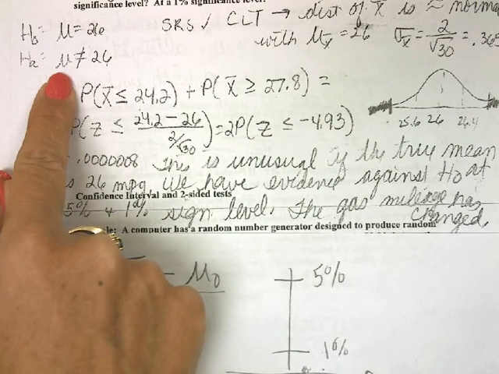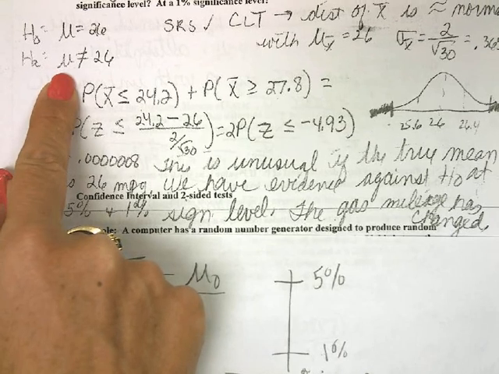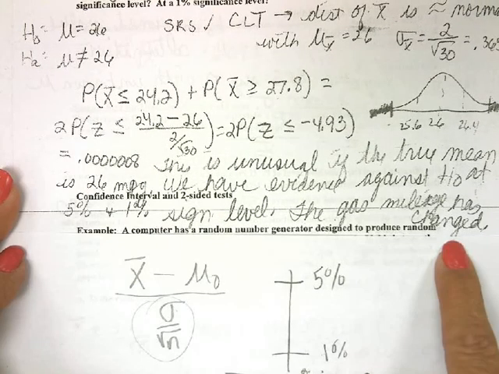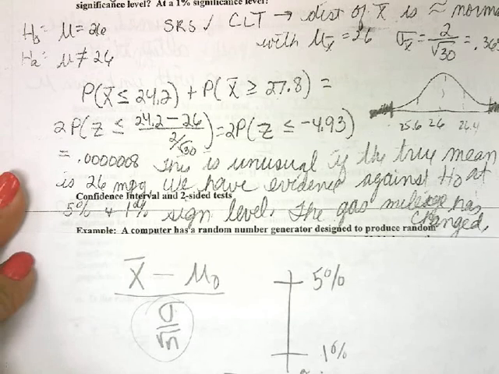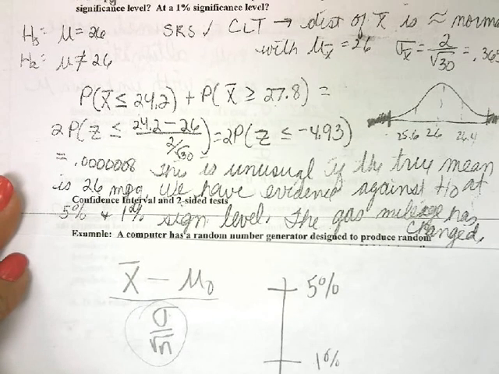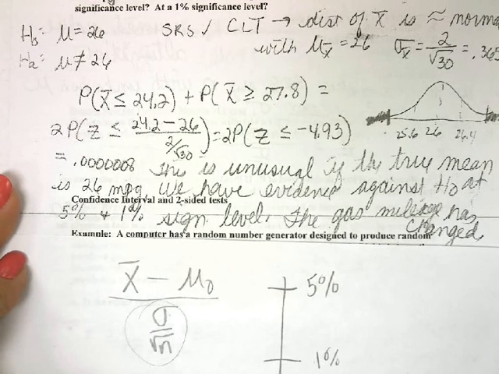Now, we don't say that the gas mileage for the cars has dropped down to 24.2. All we say is that the gas mileage has changed, because that's all we were doing in our test, trying to find evidence that it changed. Now, if they wanted to go back and prove that the gas mileage has actually gotten worse, they would continue to do more testing and do a different hypothesis test.